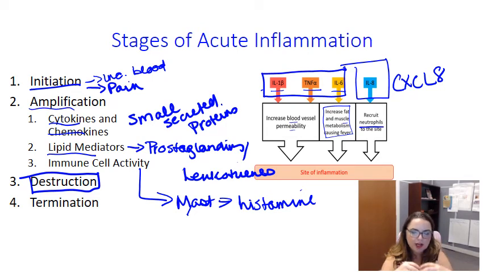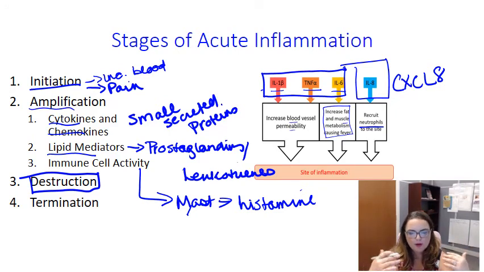Okay, termination. As the pathogen is destroyed, we need things to go back to normal, right? We don't want to have an inflammatory response forever. So as the pathogen is destroyed, your endothelial cells begin to repair, less bradykinin is produced, less cytokines, less chemokines, and the short-lived cells like neutrophils begin to die.